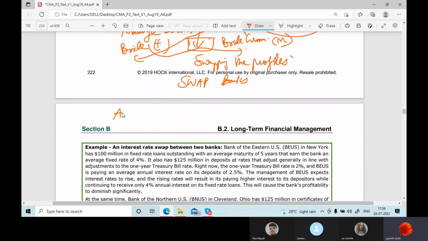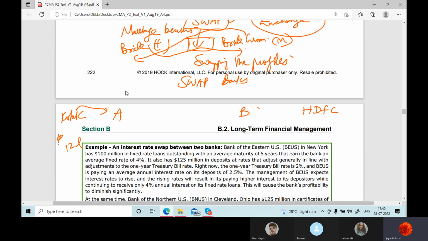So let's say there is A and there is B. This guy has taken a loan from Kotak Bank, and this guy has taken a loan from HDFC Bank. Now Kotak Bank has offered a loan of, say, 12 lakhs, and Kotak is charging, let's say, 7% from A, 7% fixed. That is a fixed rate.